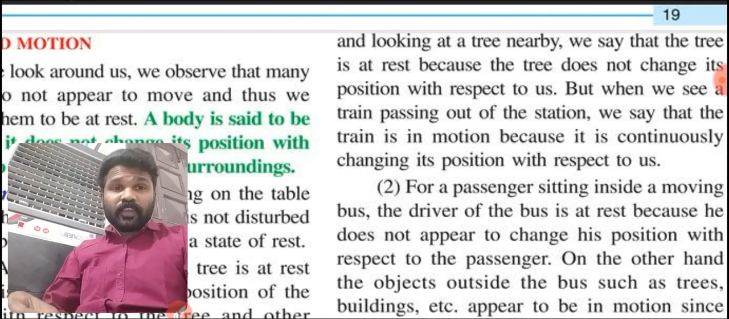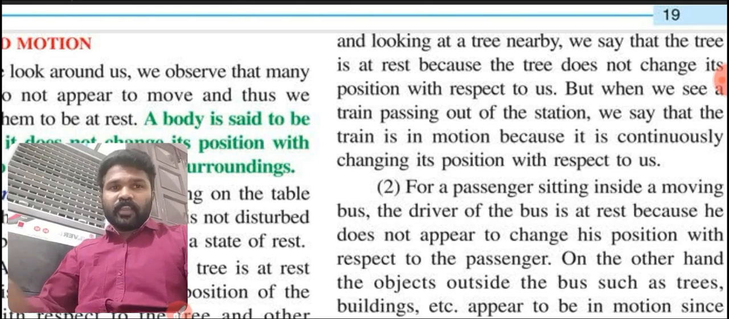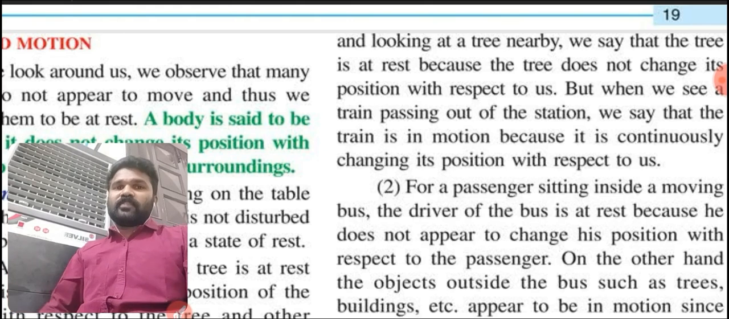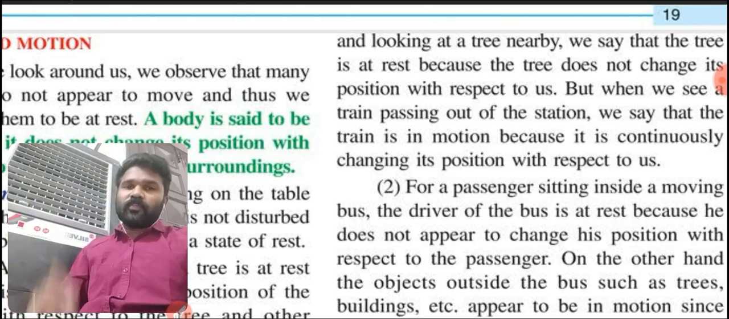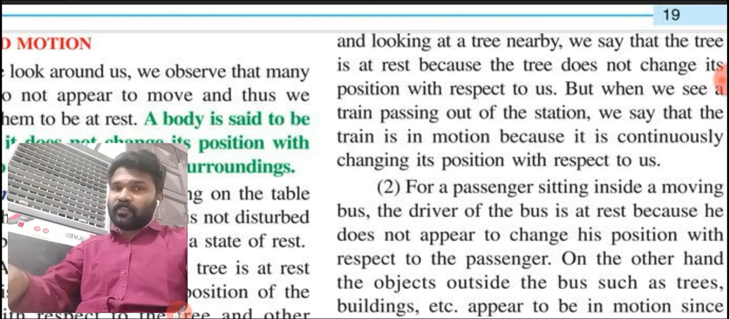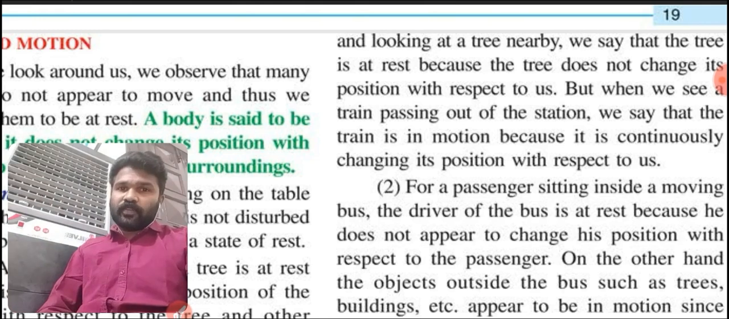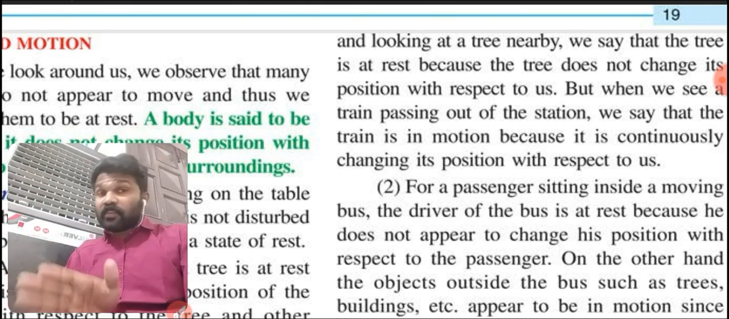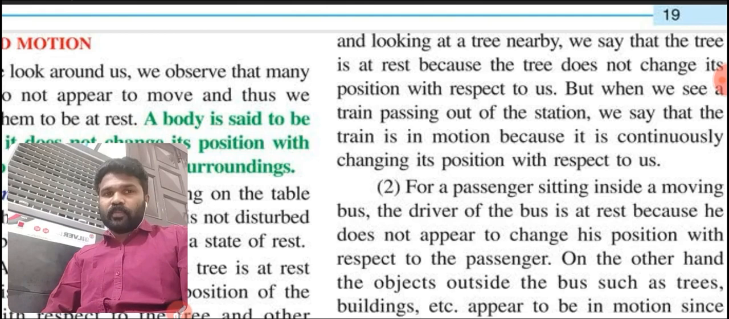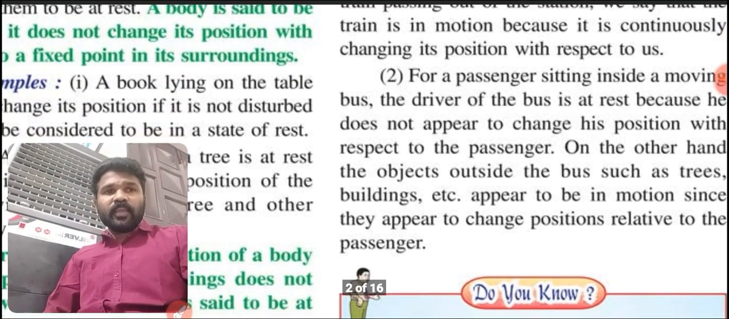But when we see a train passing out of the station, we say that the train is in motion because it is continuously changing its position with respect to us. In front of us, one train is moving from one place to another. The tree is not moving, it is at rest, because it is not moving with respect to its surroundings. But the train is moving.